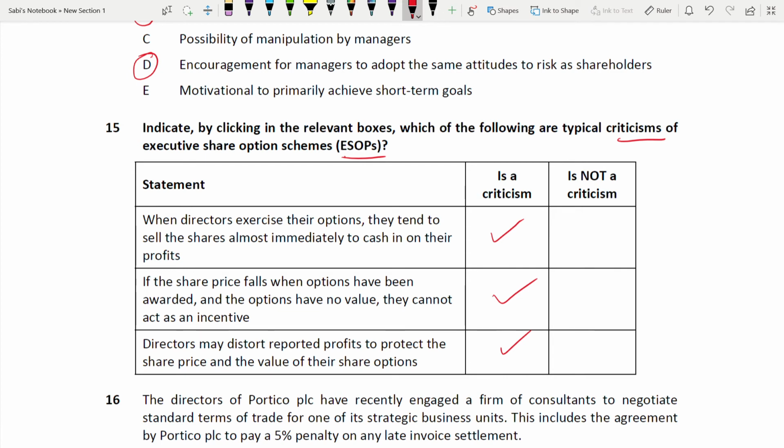Because share price is very important when you're giving share option schemes to employees, so they want to protect that. How will they protect the share price? They will change the profit. That means they will distort the profit. So that's a criticism.